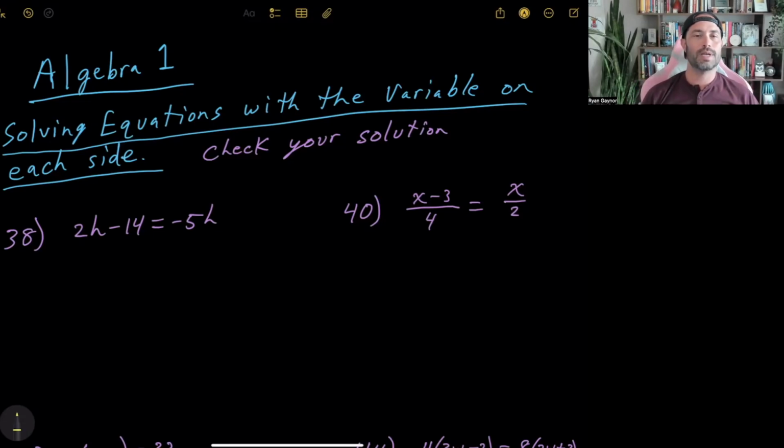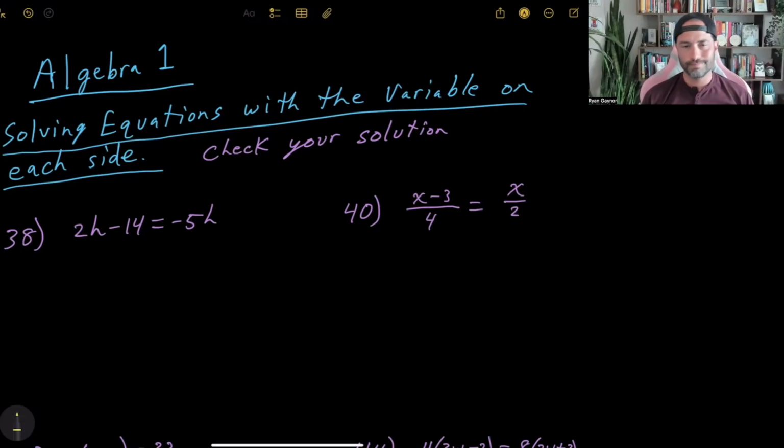Let's dive into it. So we got a variable on each side. Now, the goal is to solve for the variable, isolate the variable. This is number 38. We have 2h minus 14 equals negative 5h. So our goal is to get the variables together, because they're like terms. So we could bring the 5h onto the other side. We also could bring the 2h onto the other side.